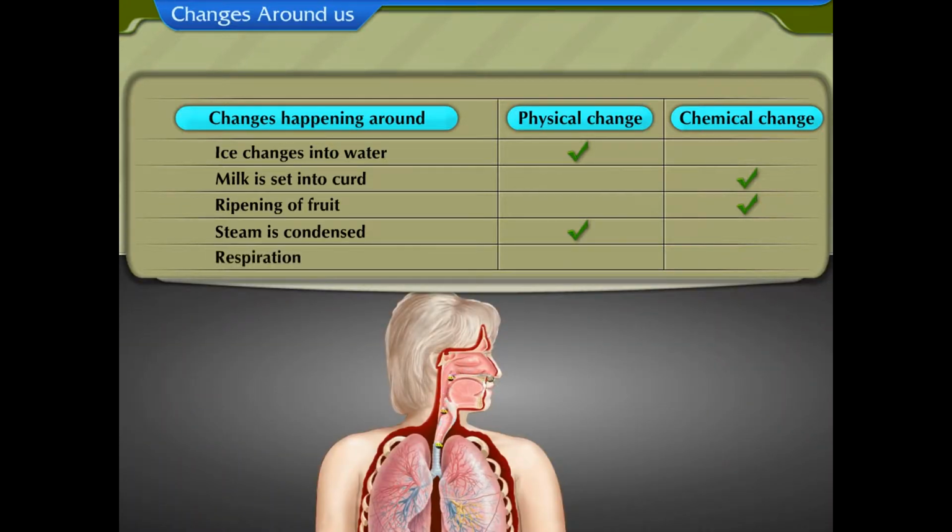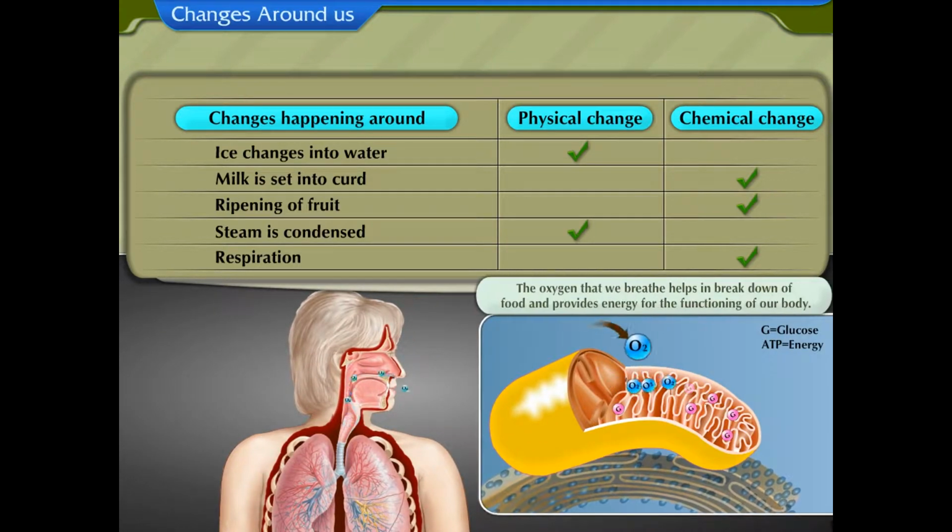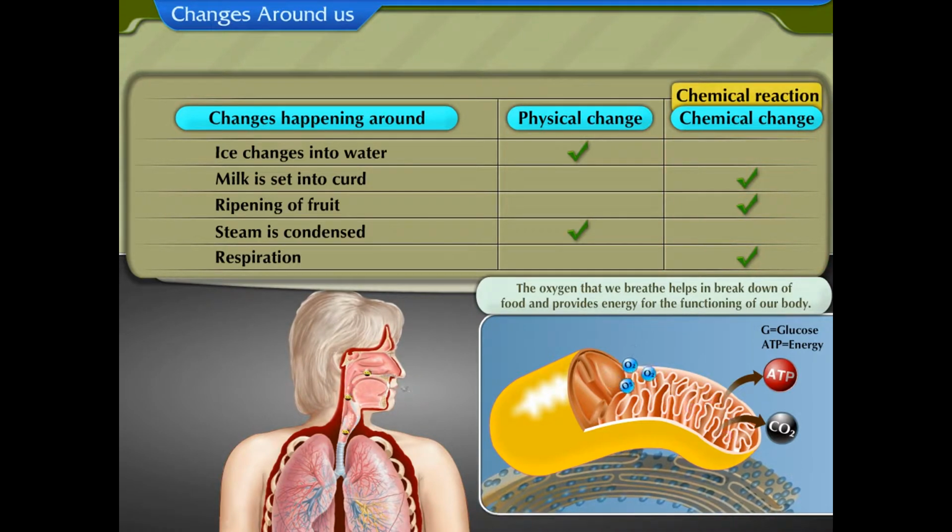Respiration. It is a chemical change. Respiration is a process that takes place inside living things while living things breathe air in and out. During respiration, the oxygen that we breathe helps in breakdown of food and provides energy for the functioning of our body. Whenever a chemical change occurs, we say that a chemical reaction has taken place. Let us perform some activities to understand what is meant by a chemical reaction.